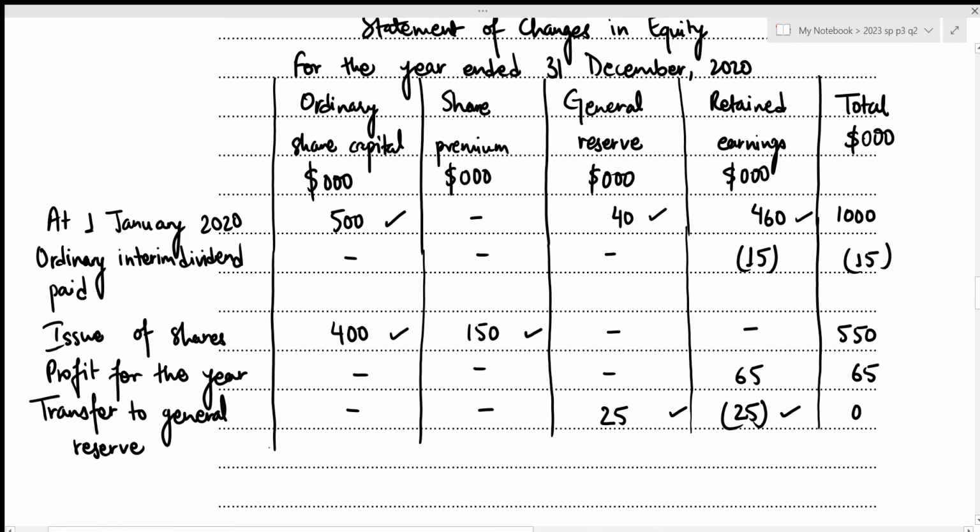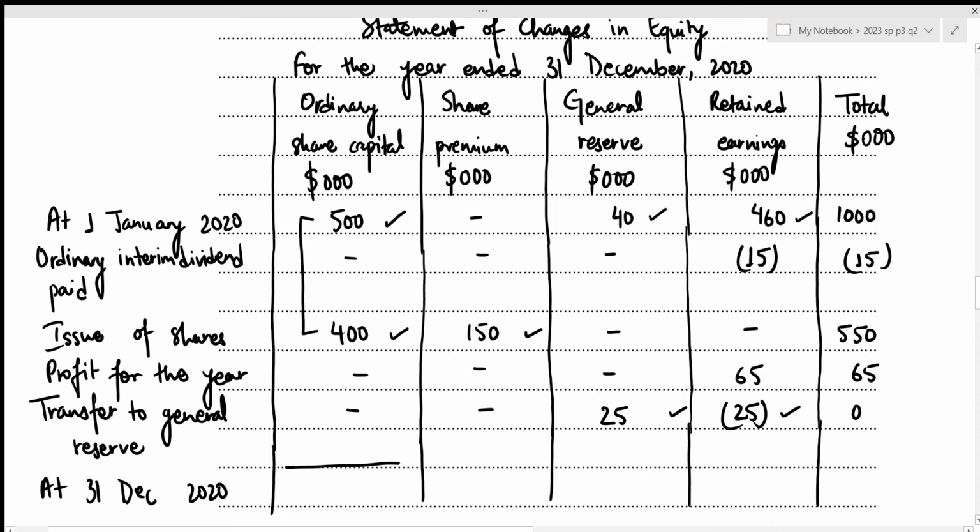So we need to figure out the closing balances for each column. Let's do that. So this will be at 31st December 2020. Okay, and for the ordinary share capital column, that will be the sum of these two amounts. That's 500 plus 400, which results in 900. For share premium, that is just 150, right? For general reserve, that will be the sum of these two amounts, 40 plus 25, which results in 65.